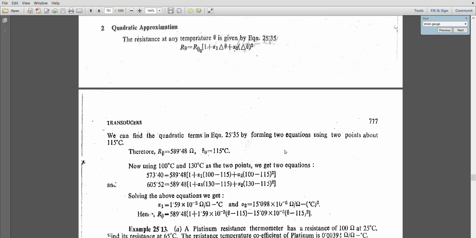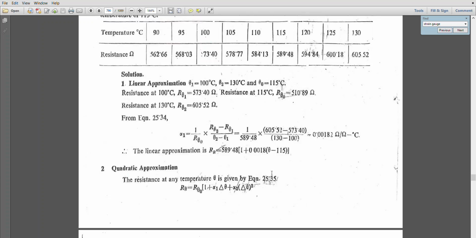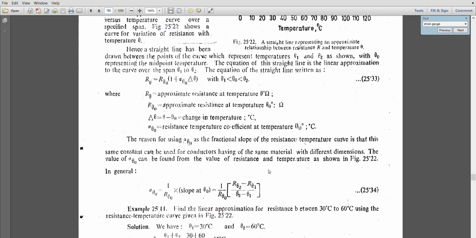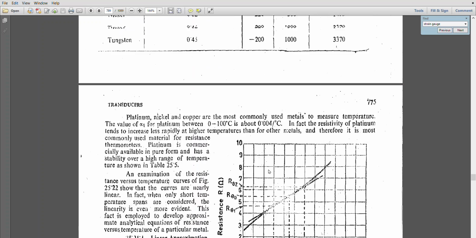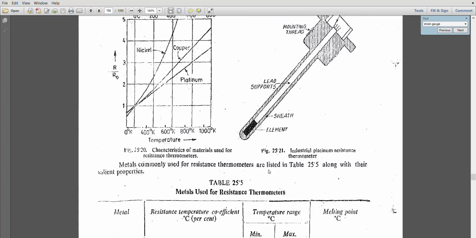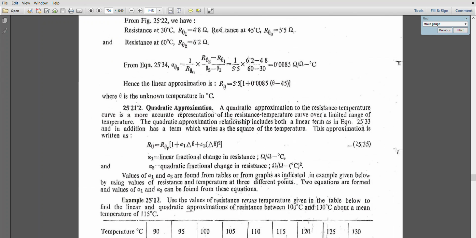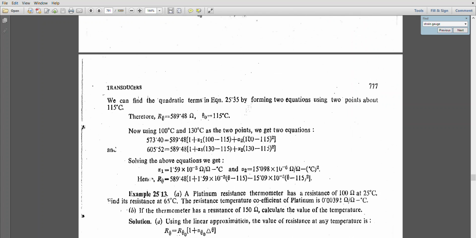So what are those two equations? In one point you have theta 100 minus 115, that is 100 minus 115. In another point you will get 130 minus 115. Two different temperatures and the mean temperature; the mean temperature you should take. That is what they would have told in the quadratic approximation. Yeah, if you see, this is what they would have told. So delta is with respect to the mean, you need to take it, then you will arrive at alpha 1 and alpha 2, then use alpha 1 and alpha 2 here and you arrive at this equation.